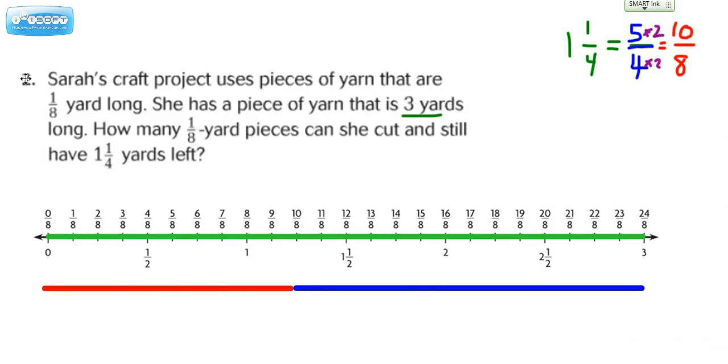We're taking a look at question number 2. Sarah's craft project uses pieces of yarn that are 1/8 yard long. She has a piece of yarn that is 3 yards long. How many 1/8 yard pieces can she cut and still have 1 1/4 yards left?